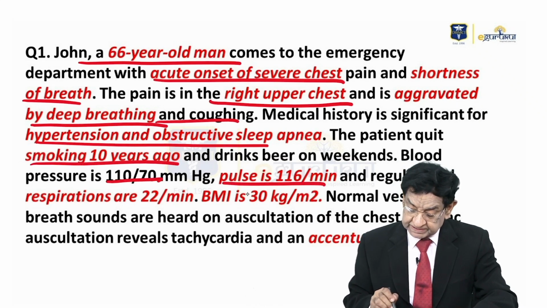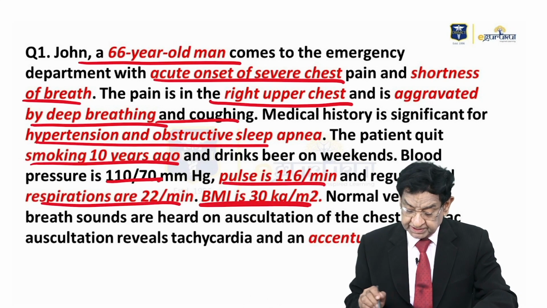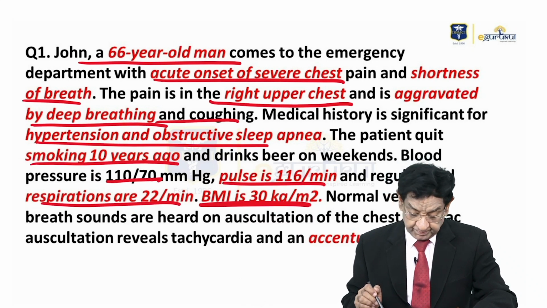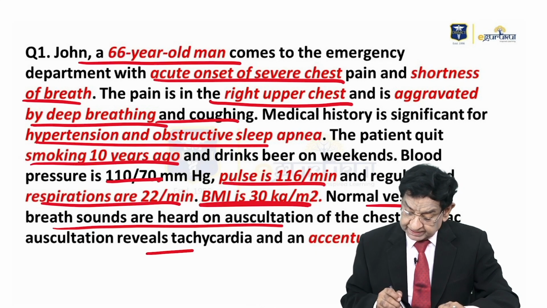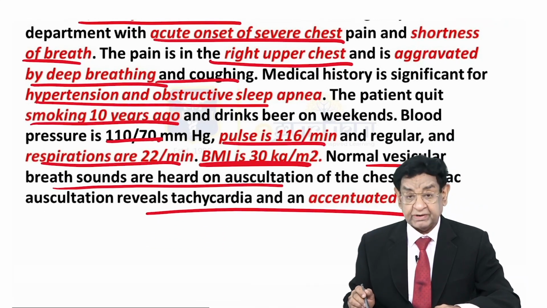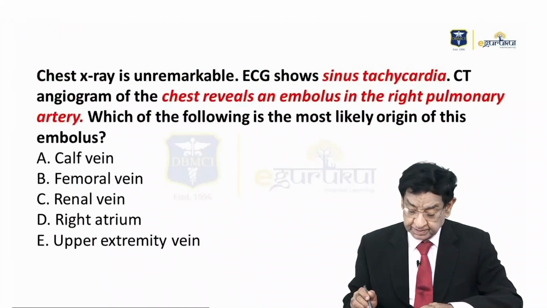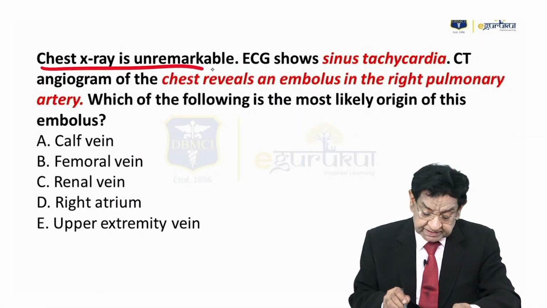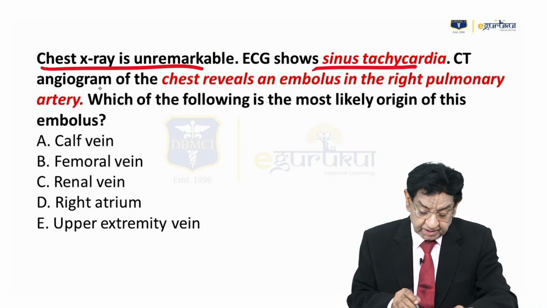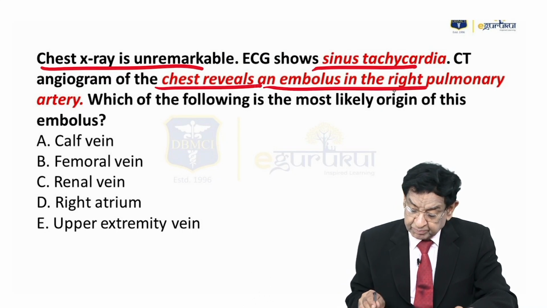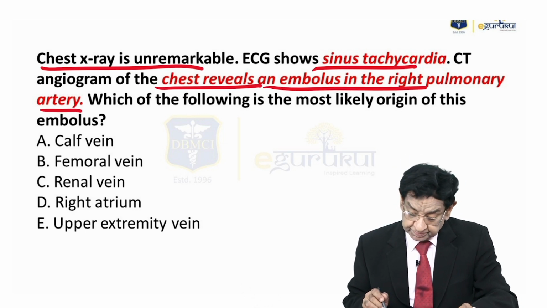BP is normal, pulse is raised, respiratory rate is high, BMI is 30, very high, and you are getting normal vesicular breathing on auscultation, and S2 is accentuated. Tachycardia is there. ECG and chest X-ray are unremarkable, except for tachycardia on ECG. CT angiogram of the chest reveals an embolus in the right pulmonary artery. Oh, it's a case of pulmonary embolism.